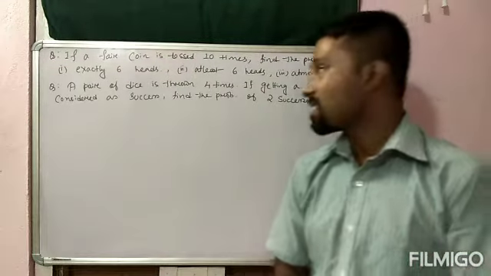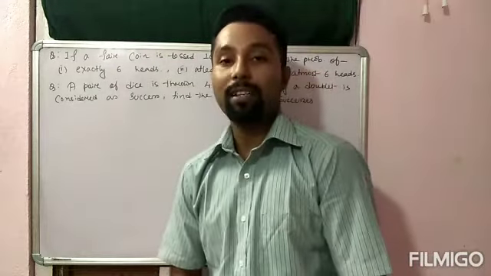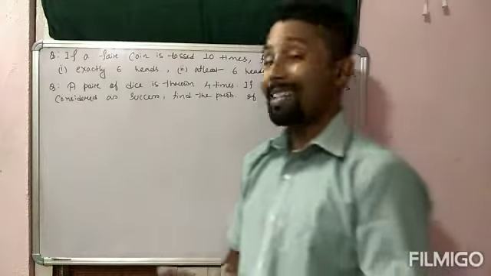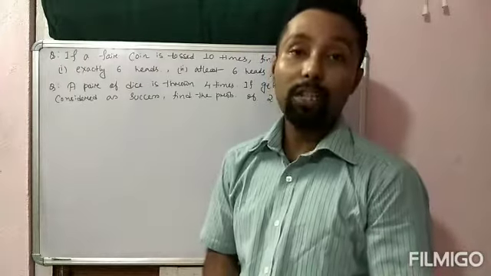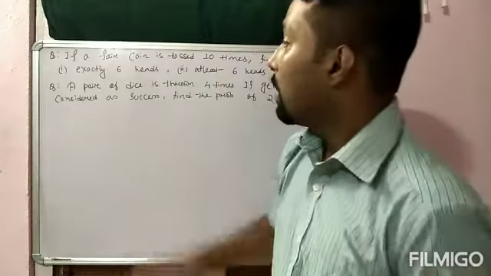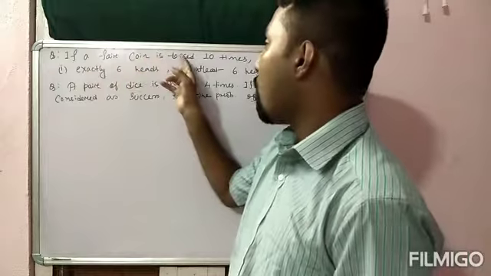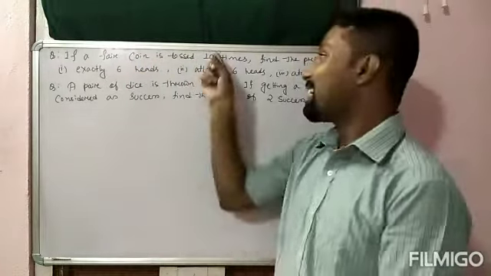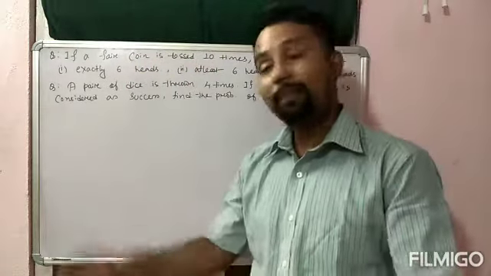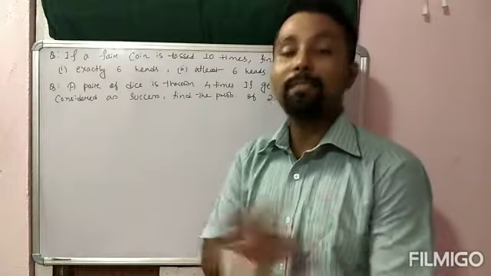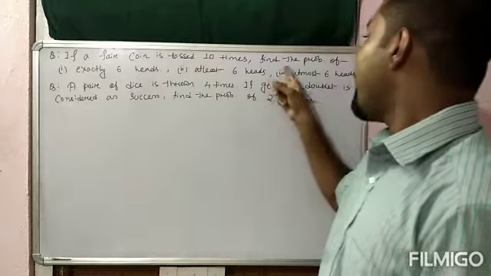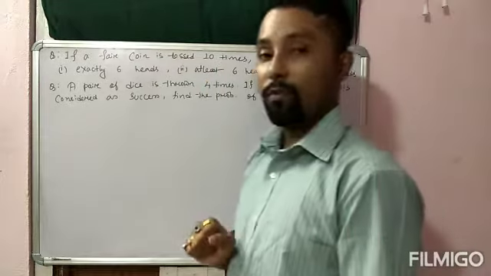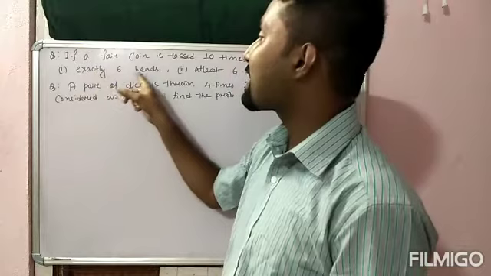So now let us discuss some questions based on Bernoulli trials. Okay, how to understand the question, how to think that this is a Bernoulli trials based question. Look, if a fair coin is tossed 10 times, instead of 10 they can also give 100, or 20, or 50, it doesn't matter. So if a fair coin is tossed 10 times, find the probability of exactly 6 heads.